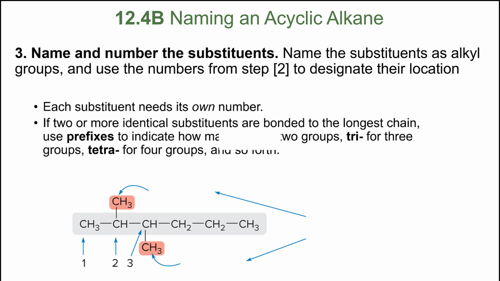Okay, then we name and number these substituents, and we're going to name them as alkyl groups and use the numbers from step 2 to designate where they are. So each substituent is going to need its own number here. In this chain in gray, we have 3, 4, 5, 6. So the parent is hexane because there's 6 carbons. I have a methyl here at C2. That's at C2, and a methyl at C3.